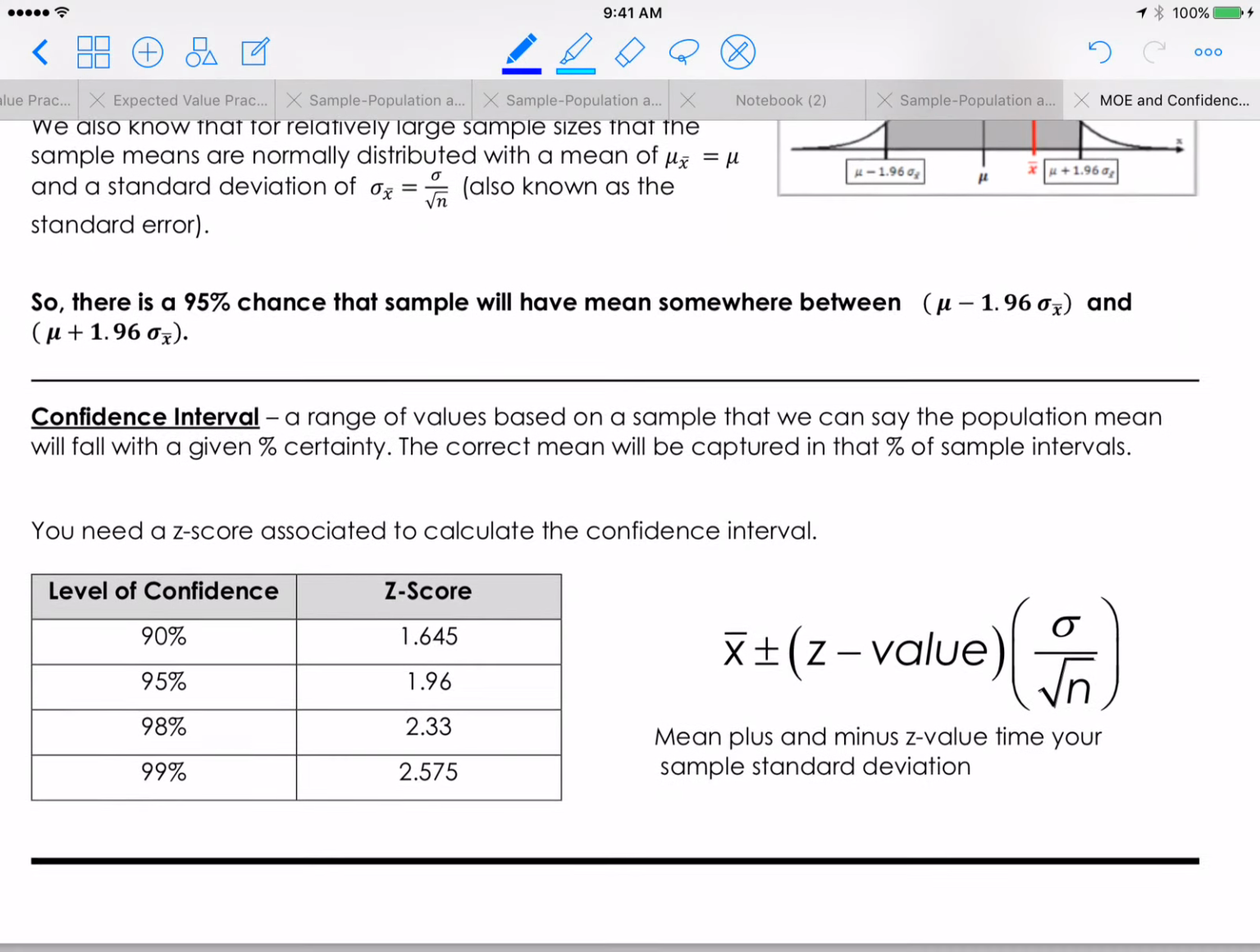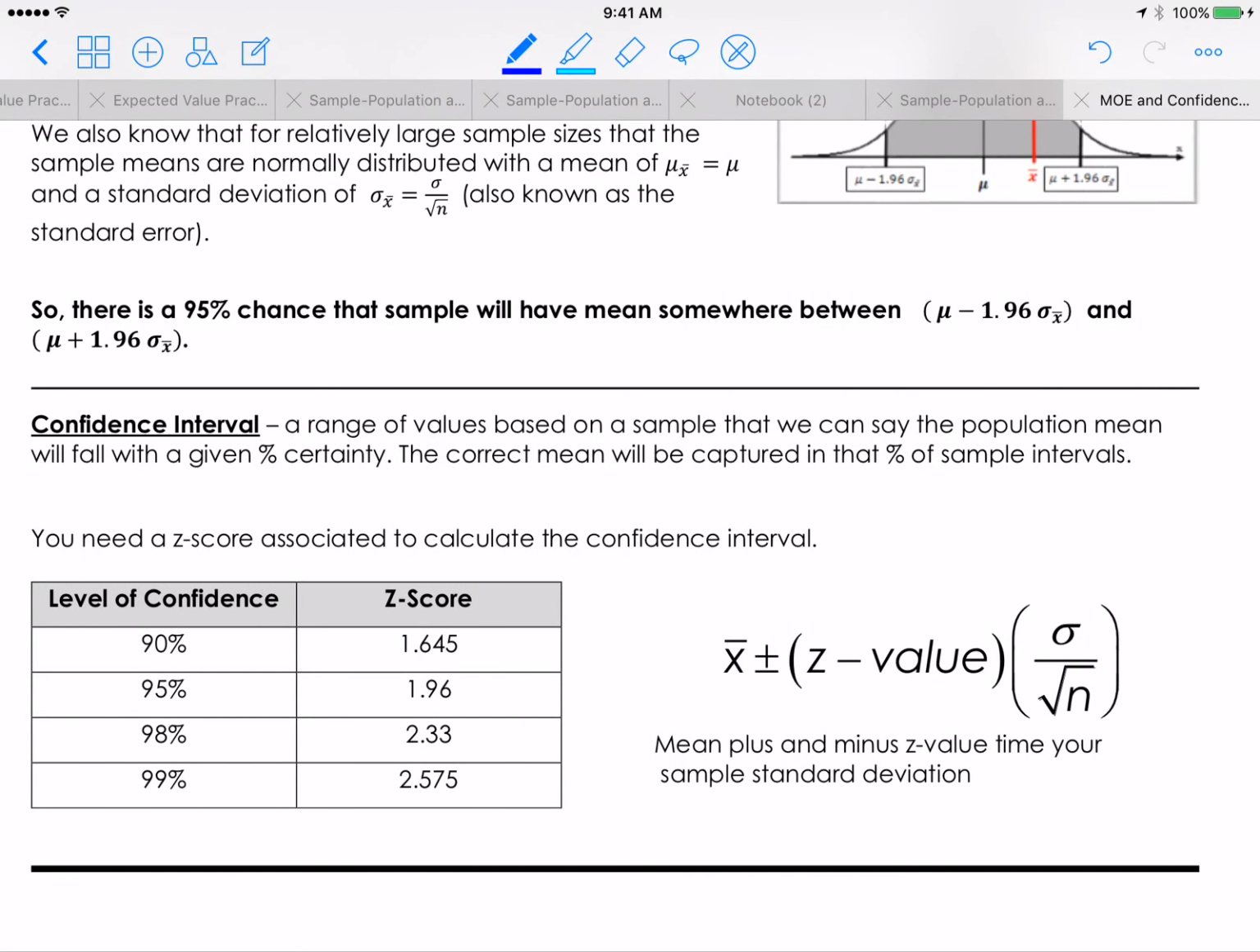Okay, so what is a confidence interval? It's a range of values based on a sample that we can say the population mean will fall somewhere within, with that given percent of certainty. So the correct mean will be captured in somewhere in that percent of the sample intervals.